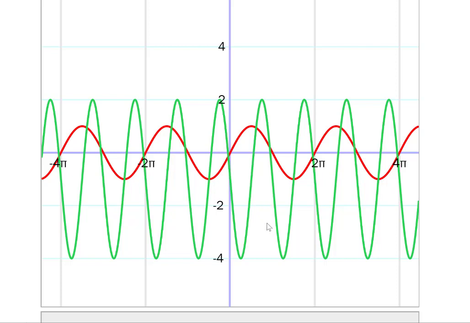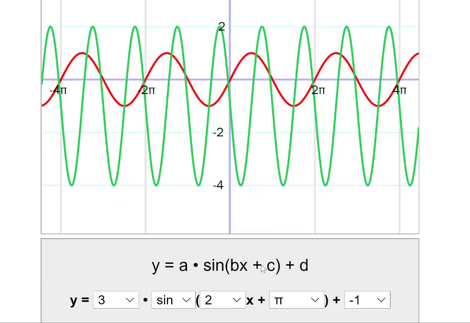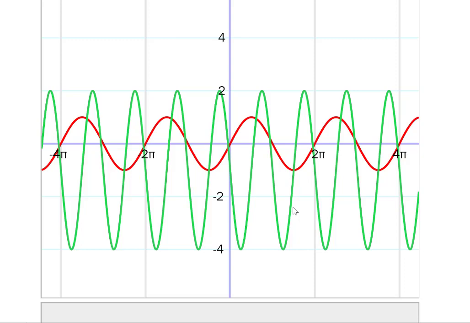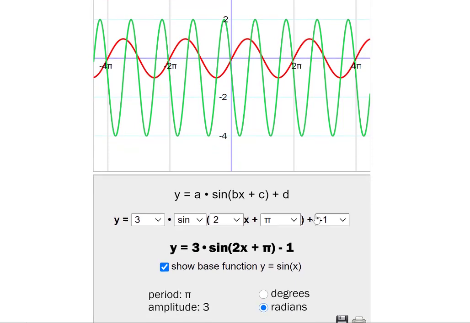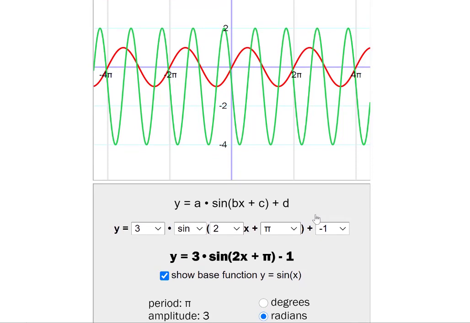So you can quickly see, and the nice thing about this applet is that you can play around with the parameters here without having to spend all that time graphing this by hand. But you also need to know how to graph this by hand. All right, so hopefully this helps you see and compare a sine function to its parent function and be able to see all those transformations along with it.